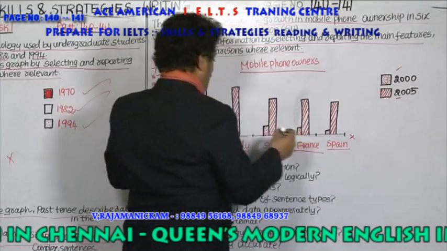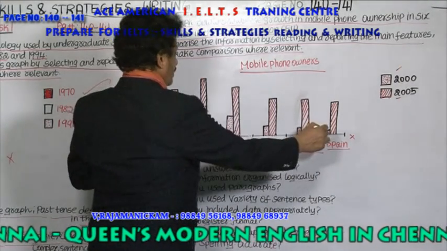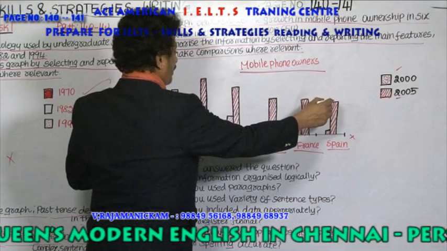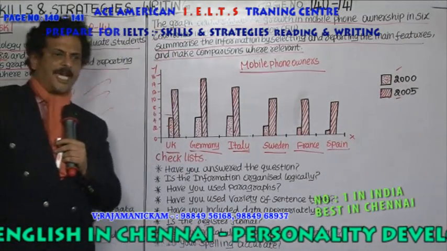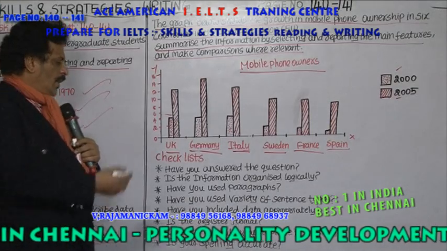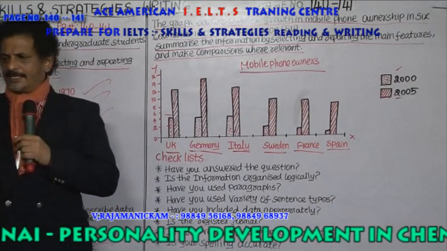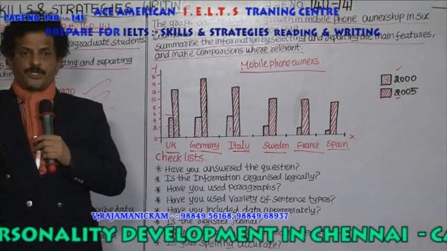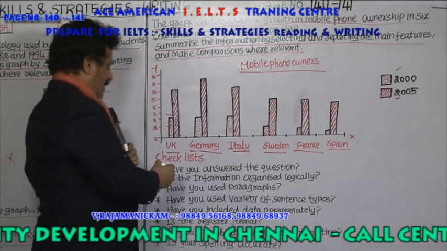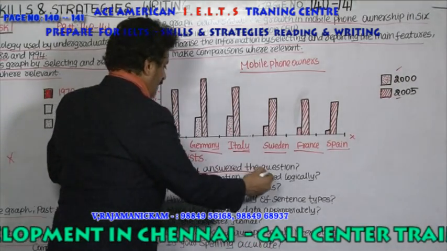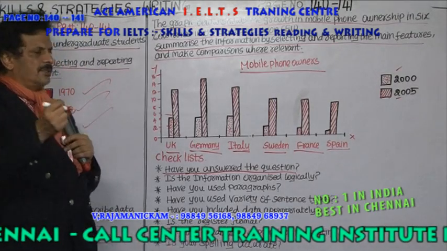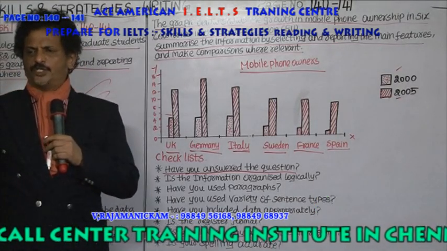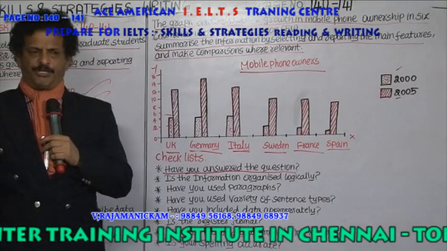In Spain, I think it comes to around 2 or 3 million. It goes to almost 8 million, nearly 4 times, right? So what you have to do is summarize and write an essay using all the data available here. Have you answered the question? First you have to be very clear. Have you written the task, what you must do?